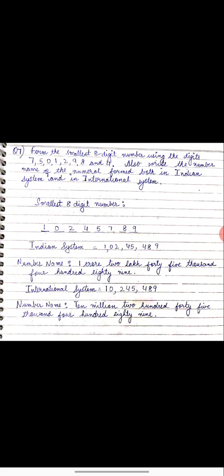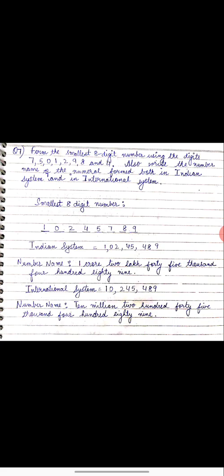Okay, after 0, what is the next biggest number? 1. Then you will write 0. Then after 1, what is the next biggest number? 2. After 2, what is the next biggest number? 4. After 4, what is the next biggest number? 5. After 5, what is the next biggest number? 7. And after 7, what is the next biggest number? 8. And then 9. So now you have formed your smallest 8-digit number.